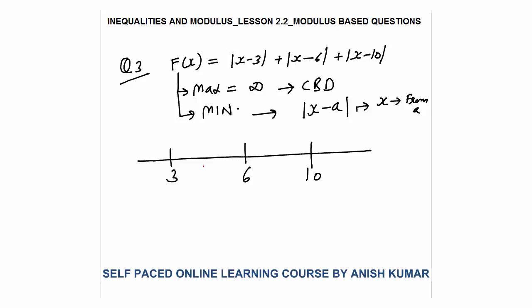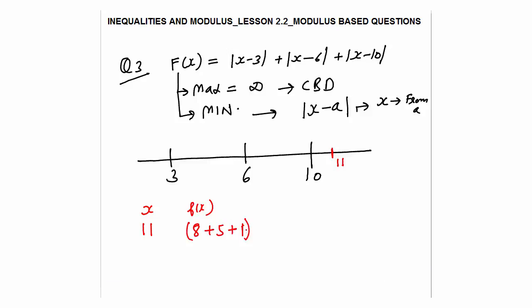So this is the distance of any point x from 3, 6 and 10. Now by common sense, if you take a point outside this 10, you will get larger values. So I am taking f(x). Now if x is more than 10, let's say I am taking 11. The distance of 11 from 3 is 8, distance of 11 from 6 is 5, distance of 11 from 10 is 1. So f(x) will become 8 plus 5, 13, plus 1, 14. This is a big value.